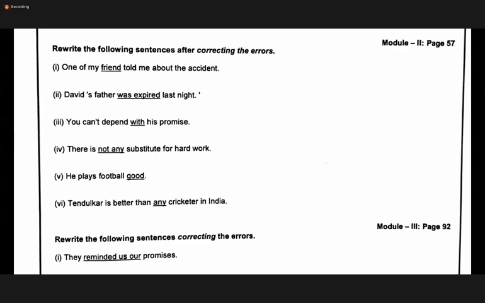The second module, page number 57. First one, one of my friend told me about the accident. One of my friends, plural noun. Second one, David's father was expired last night. Passed away. No, your answer is correct, but what is wrong with only expired? Don't use was expired. Was expired is wrong. Expired is correct. David's father expired last night.